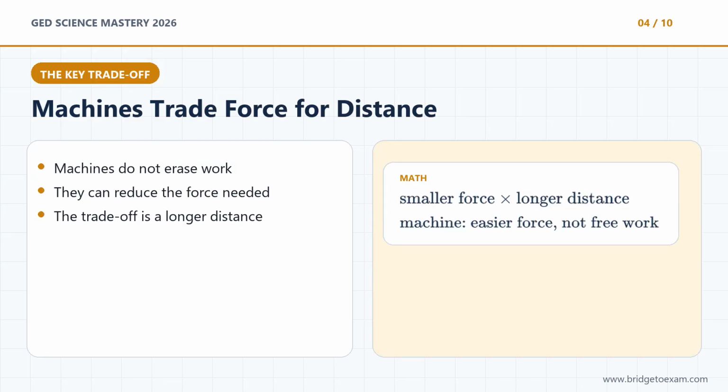Now let's talk about machines. A simple machine does not magically erase work. Instead, it changes how the work is done. A ramp lets you push with a smaller force, but you push over a longer distance. A lever can let a smaller effort lift a heavier load, but the effort side usually moves farther. This is the trade-off: smaller force, longer distance. On the GED, that idea is worth gold because it explains why machines feel easier without breaking the energy rules.